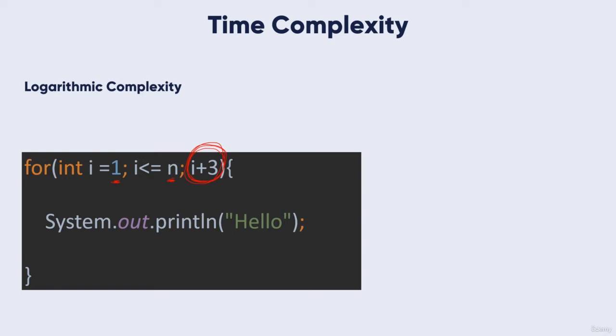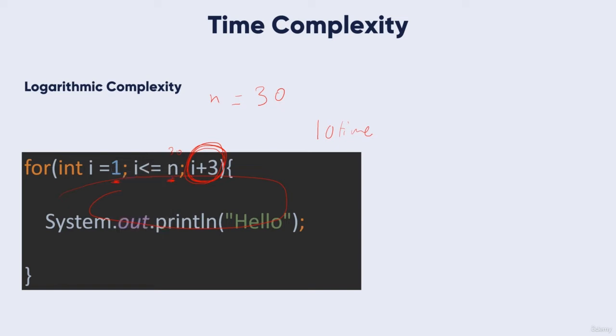So if I entered n equal to 30, this loop will print System.out.print hello. This loop will not print hello 30 times. It will print 10 times, because we have n equal to 30 and every time i is increased by 3. So it starts at 1.